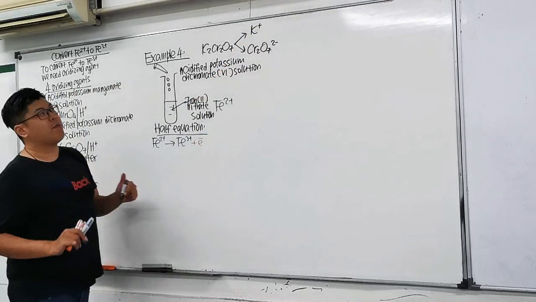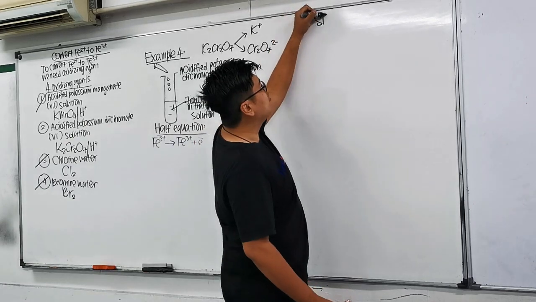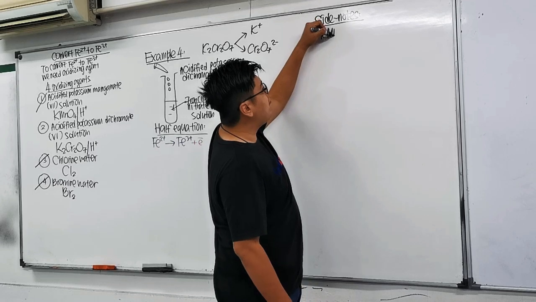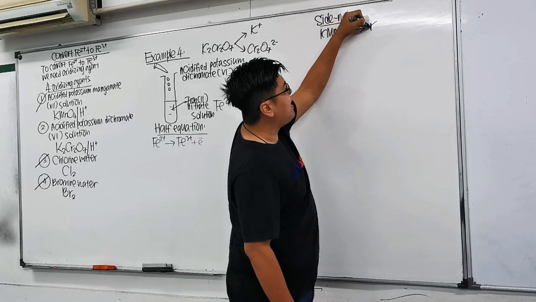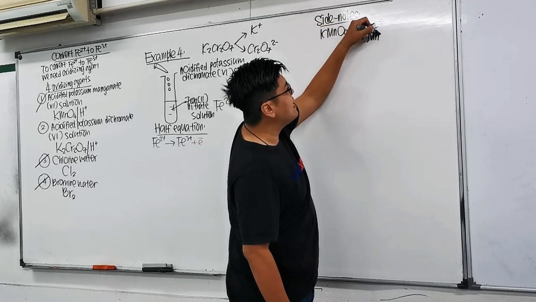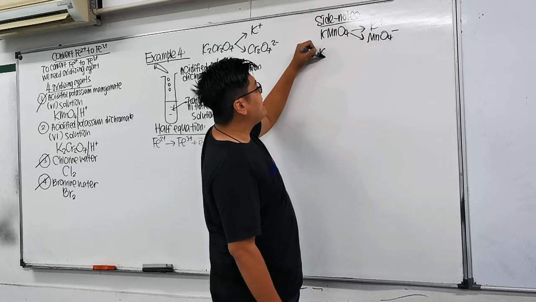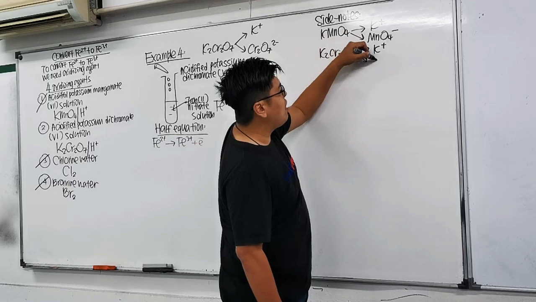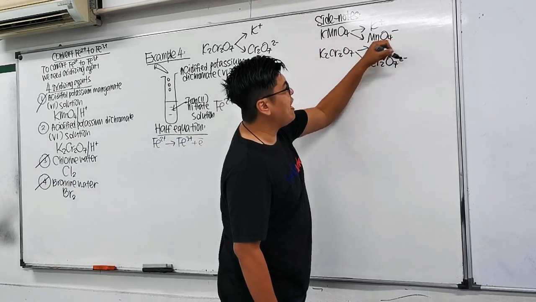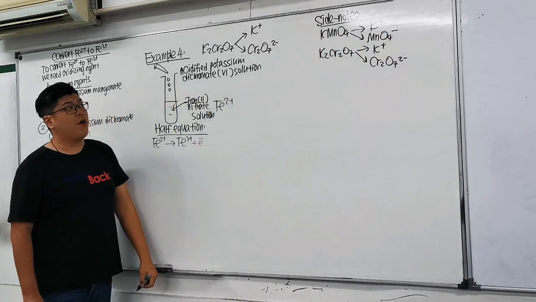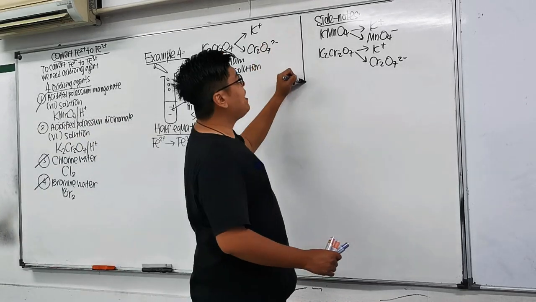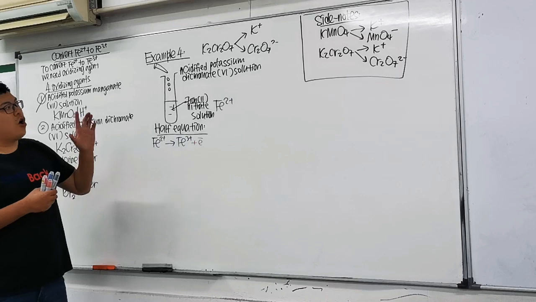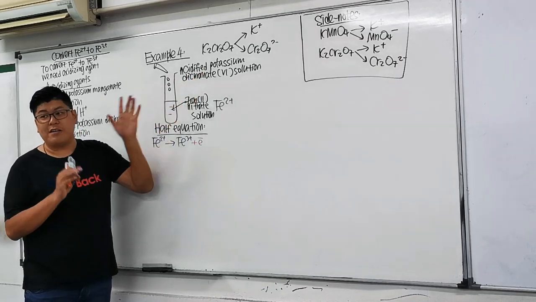Okay, so a very quick reminder here. Let me do 2 side notes for you. I want you all to know potassium manganate is made of potassium and manganate ion. Potassium dichromate is made of potassium ion and dichromate ion. So far so good. Make sure everyone knows this. Second thing. Now, I want you all to know, normally potassium ion doesn't react.